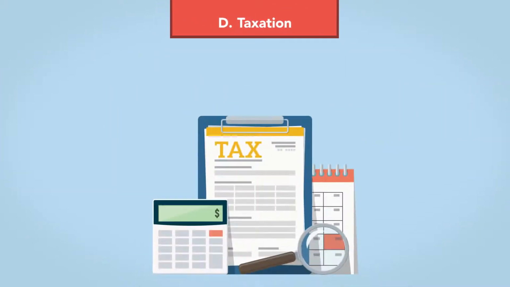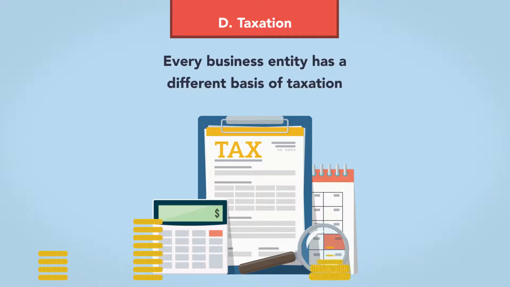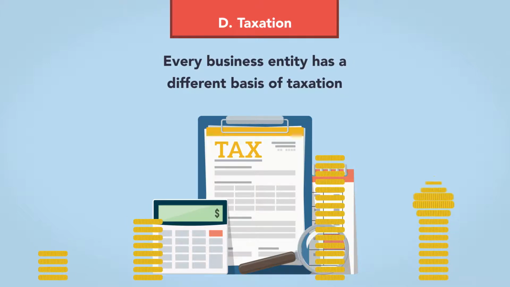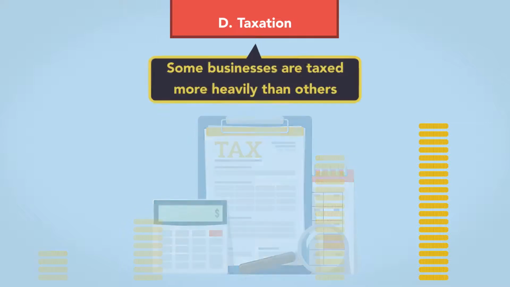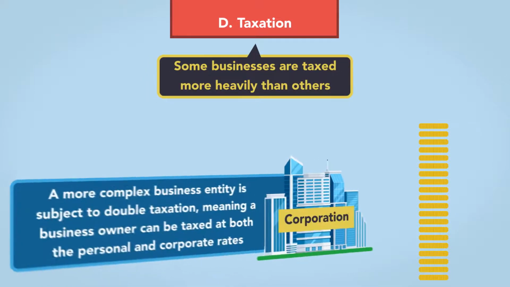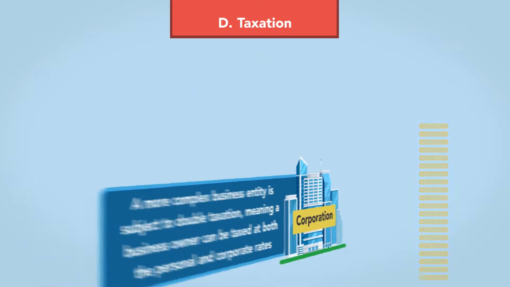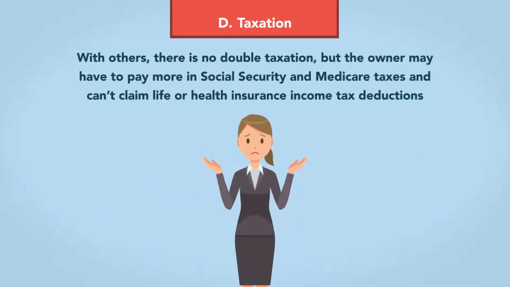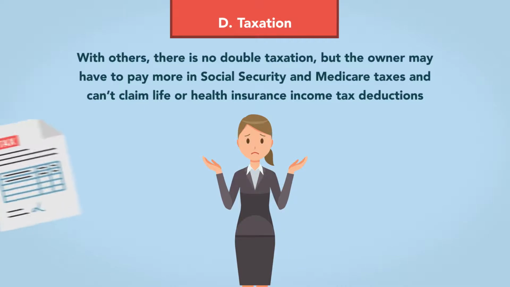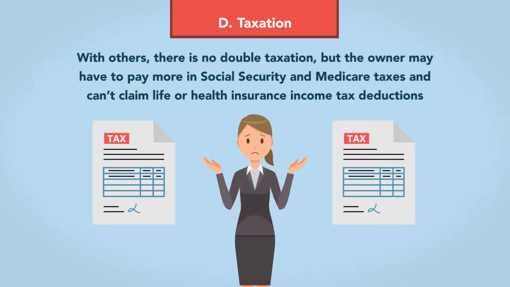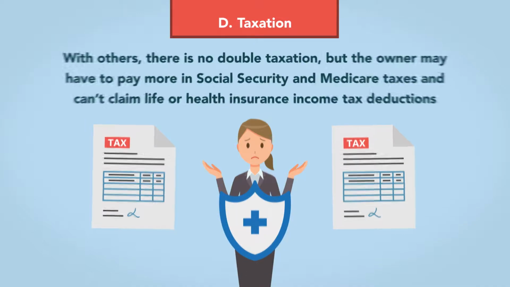Taxation plays a major role in selecting the form of business. Every business entity has a different basis of taxation. Some businesses are taxed more heavily than others, and a more complex business entity, like a corporation, is subject to double taxation, meaning a business owner can be taxed at both the personal and corporate rates. With others, there is no double taxation, but the owner may have to pay more in Social Security and Medicare taxes and can't claim life or health insurance income tax deductions.